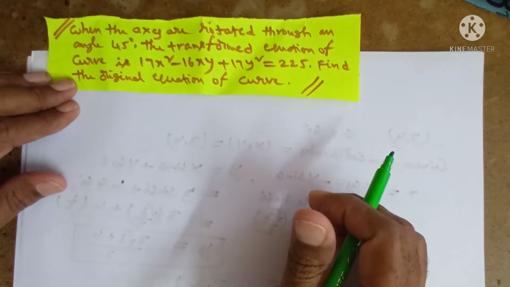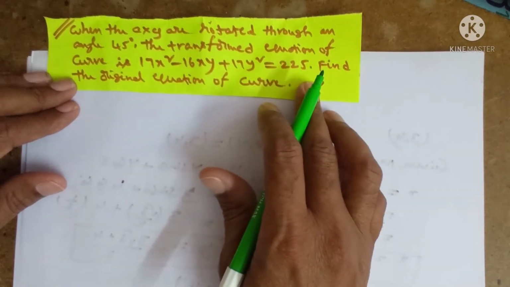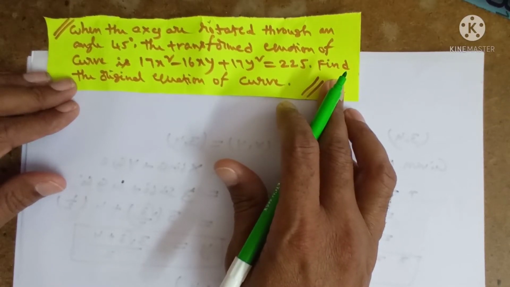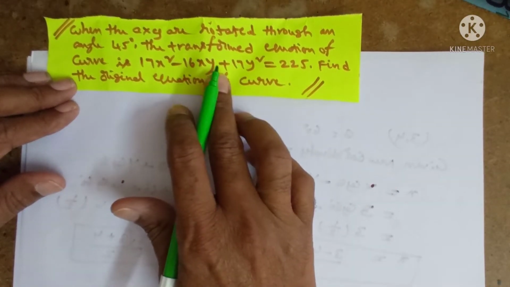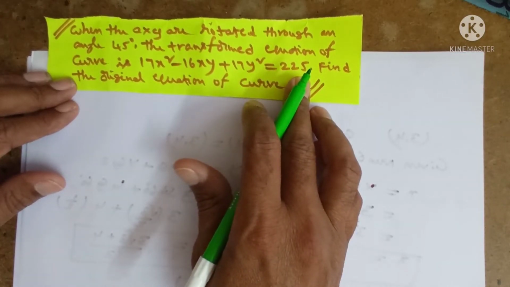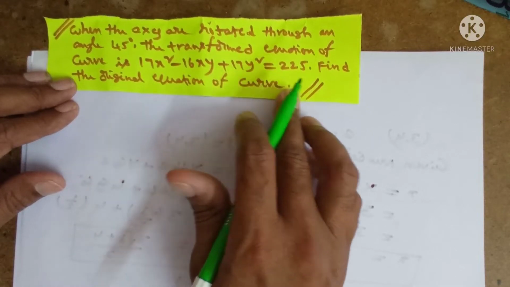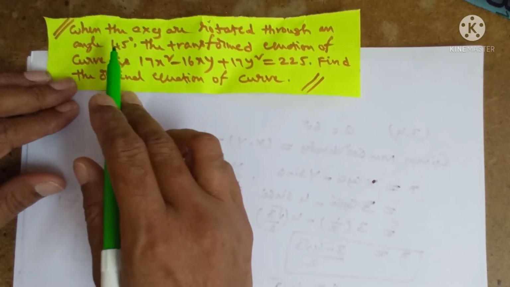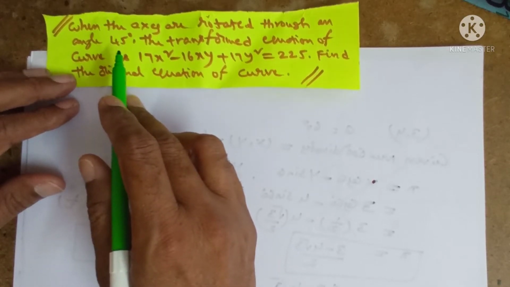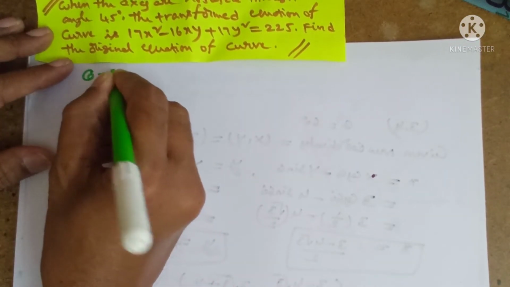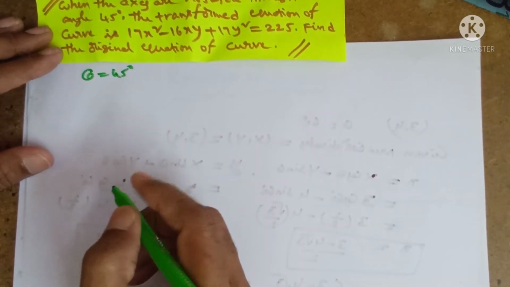Students, next one important problem. When the axes are rotated through an angle 45 degrees, the transformed equation of curve is 17x square minus 16xy plus 17y square is equal to 225. Find the original equation of curve. See, rotation of angle is given, theta value 45 degrees. So, theta is equal to 45 degrees.